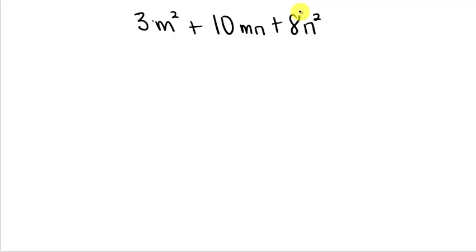Okay, so I want you to try this question. Factorize 3m squared plus 10mn plus 8n squared. I want you to factorize this. Let me give you some seconds to try that, or you can pause the video and solve this question.